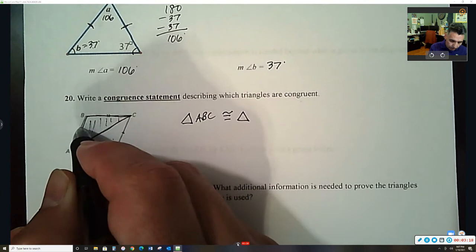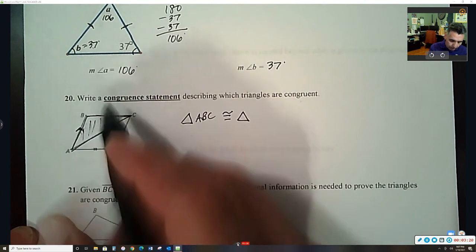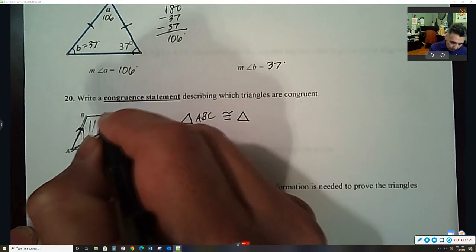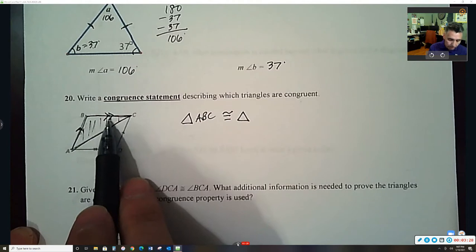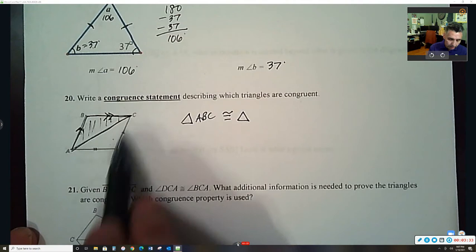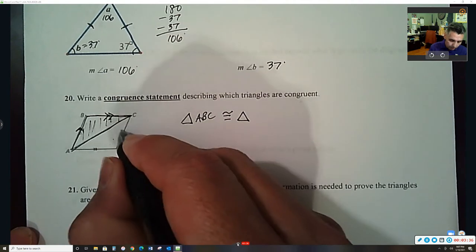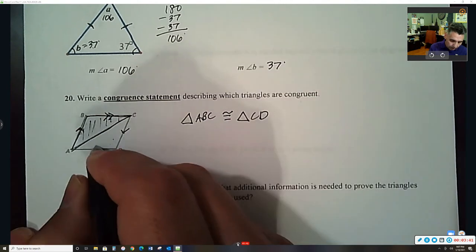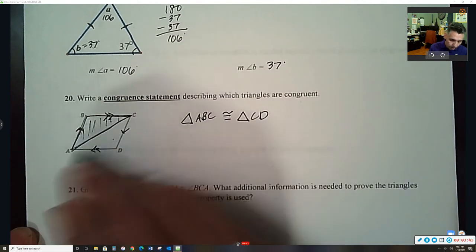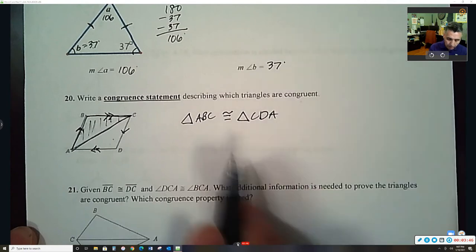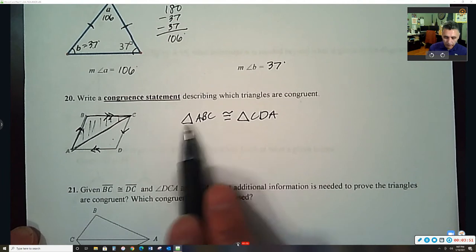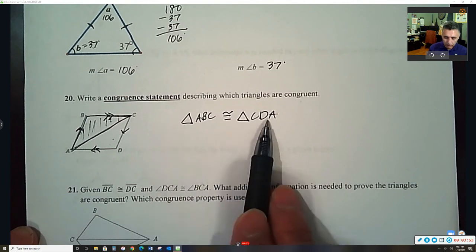Now what you should notice is when we go from A to B, we go across the side that had one mark on it, and then when we go from B to C, we go across the side of the triangle that has two marks. So we have to go in that order over here. This has one mark, so it's going to go CD, and then over here has two marks, so then it would go DA. And that's the congruent statement. Triangle ABC is congruent to triangle CDA.